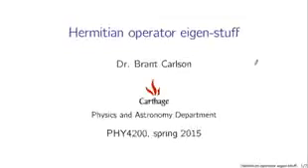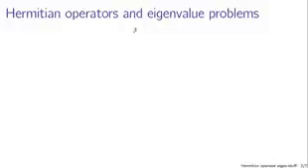Let's continue our discussion of the mathematical formalism of quantum mechanics by considering Hermitian operators and the eigenvalue and eigenvector problems that result from their consideration. What we're talking about here is a Hermitian operator in general. So for a Hermitian operator, I'll just write Q with some hat on it. And you can consider just this general operator to be Hermitian if the following condition holds.